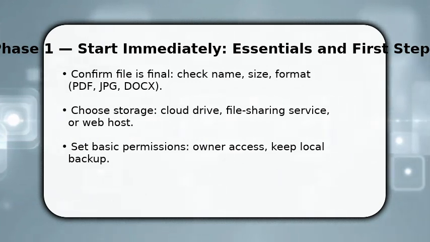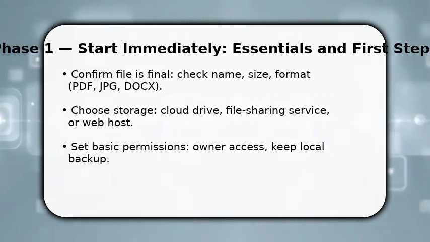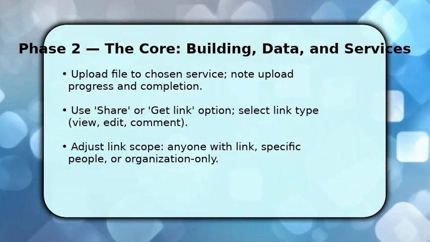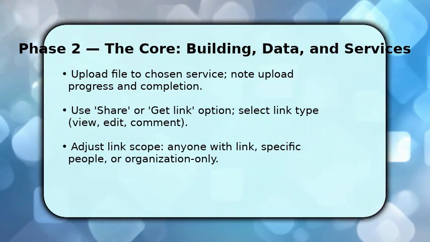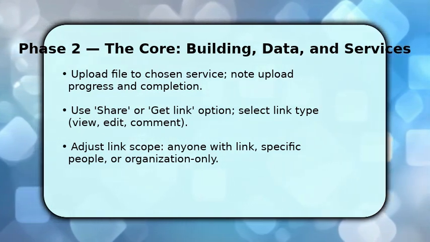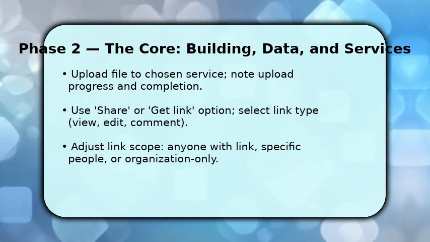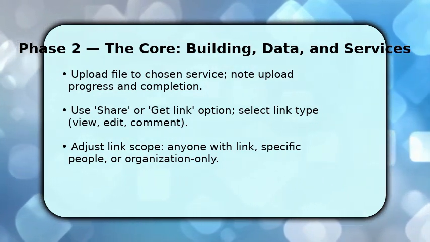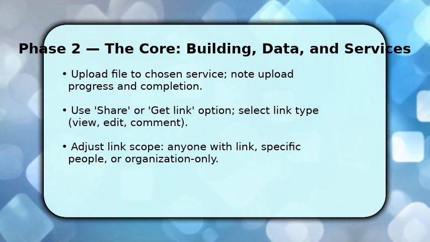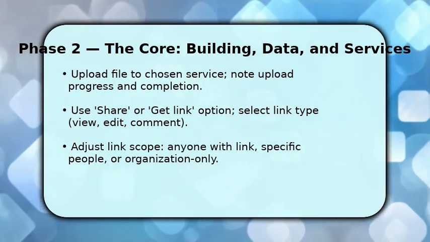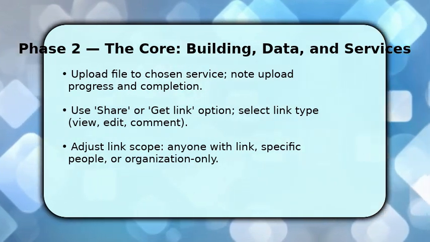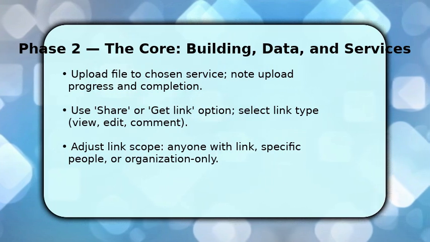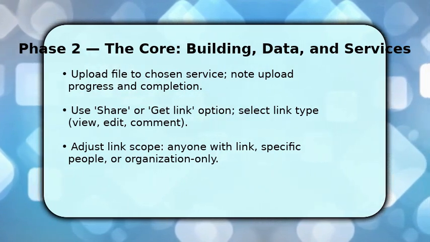predictable. Next, you upload and generate the actual link. Upload the file, watch for completion, and then use the service's share or get link control. This is where you decide the link type. Choose view, edit, or comment depending on what recipients need to do. Also, adjust the scope: anyone with the link, specific people, or organization only, because that impacts security and convenience. Finally, copy the link and test it in a private browser window to confirm it behaves as you expect.